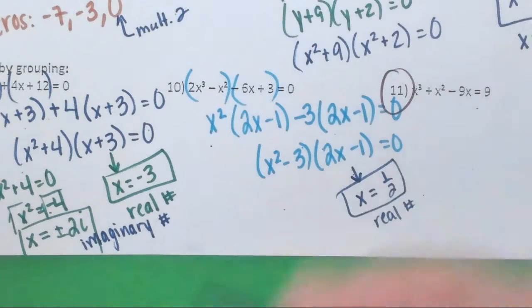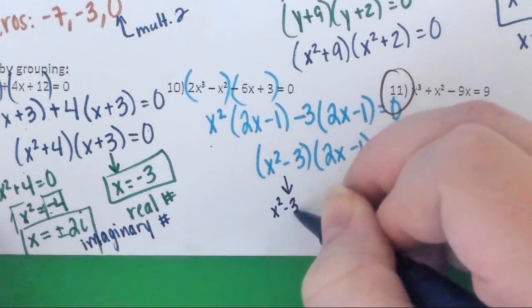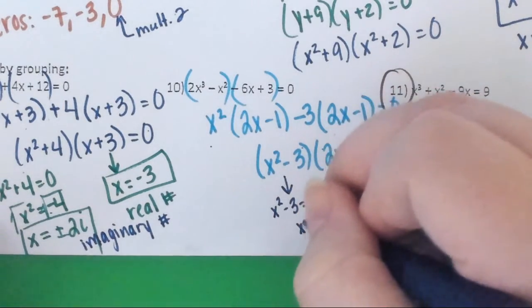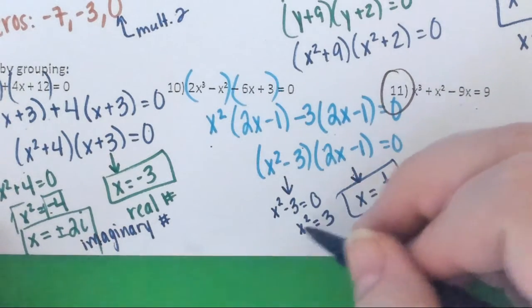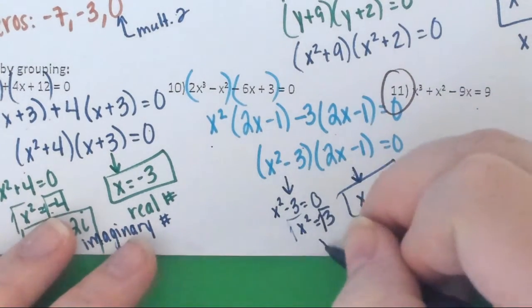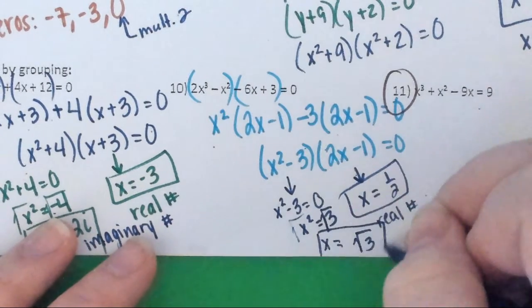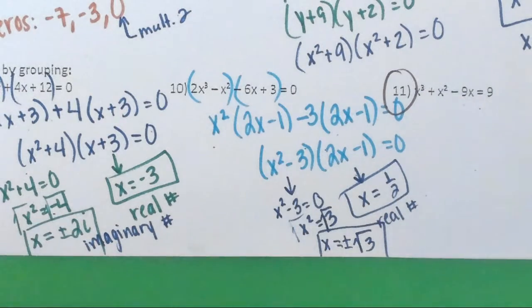But at the other one, am I going to end up with imaginary stuff this time? No, because 3 is positive, so I don't have a negative under the radical. So the result would be x equals plus or minus the square root of 3. He's almost perfect. What does he need to add? Yes, the plus or minus.